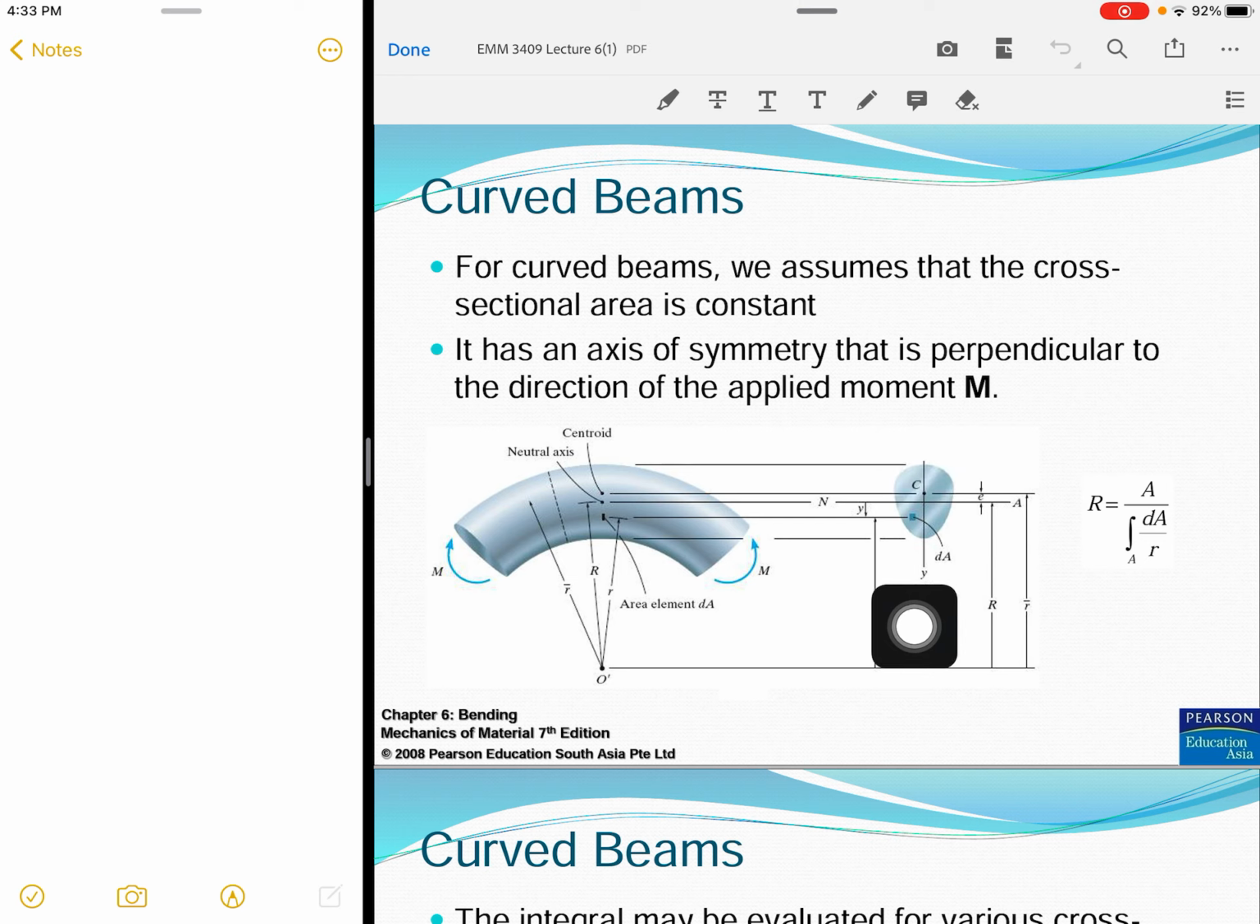So the moment applied is in the same direction as the curve. When this happens, if you look here, we assume that the cross-sectional area or shape is symmetric. Okay, where the left hand side and the right hand side are the same.